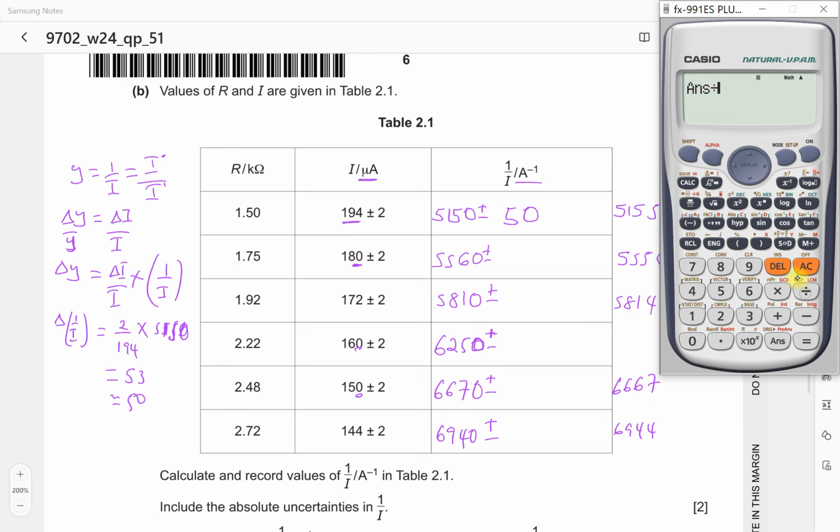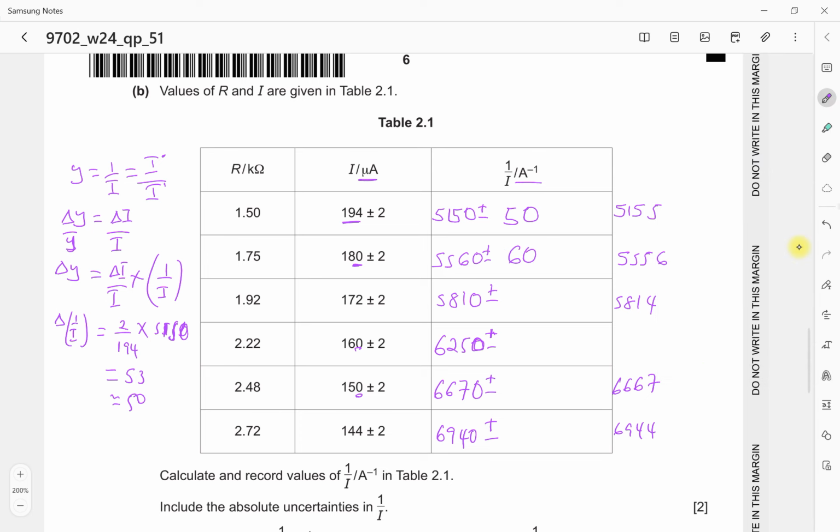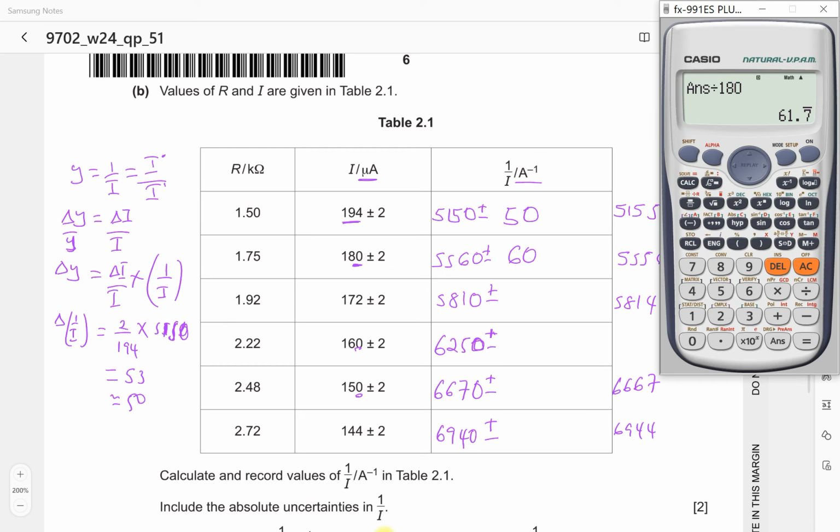5560 divided by 180. I'm not using power minus 6 because the absolute and the true value have the same unit, so they cancel out. So this is approximately 60 to one significant figure. Absolute uncertainties are good enough to one significant figure. It even makes plotting easy.